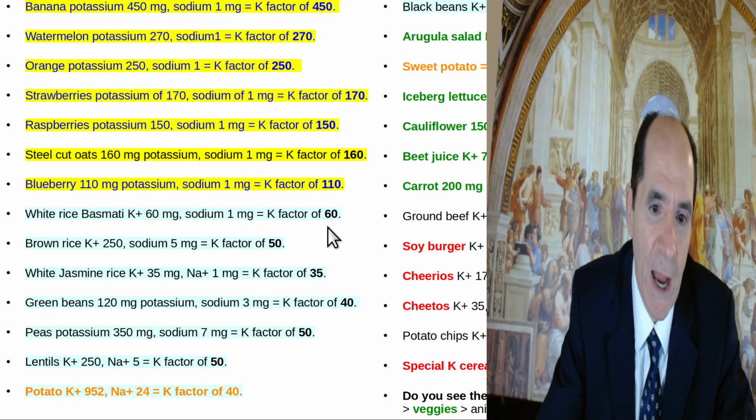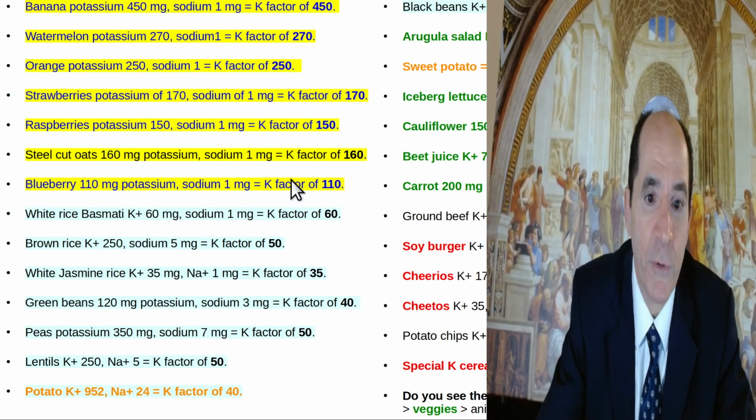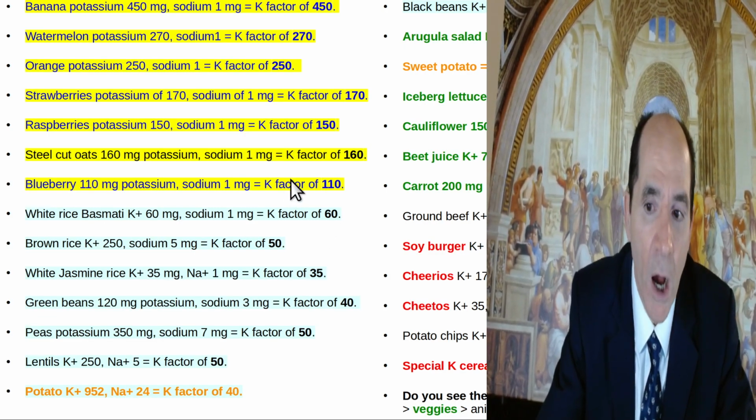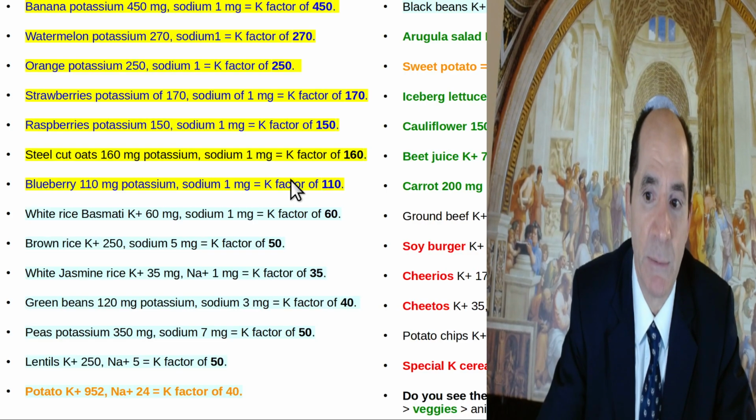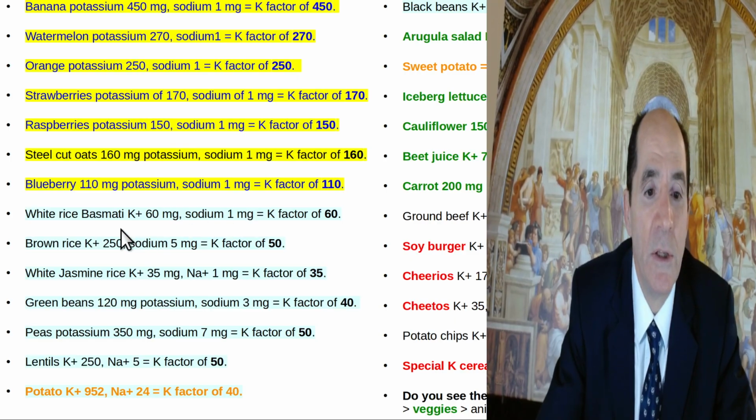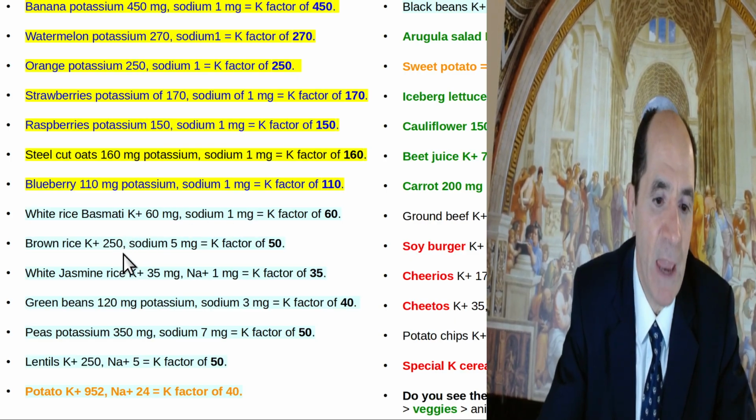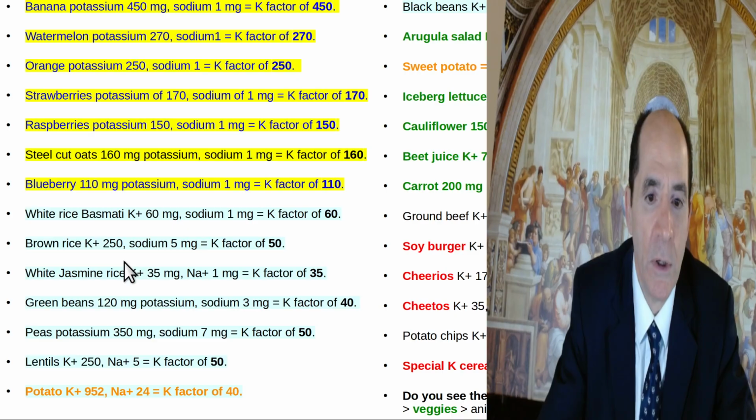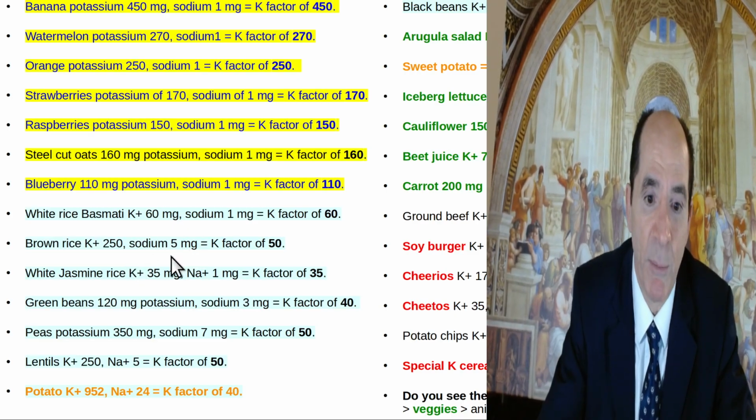Starches also have a very high K factor. So with fruits, it's quite often over 100 times more potassium than sodium, which is going to have major consequences for the physiology of your body. The starches routinely have K factors in the region of 40 to 60. So let's say an average of about 50.